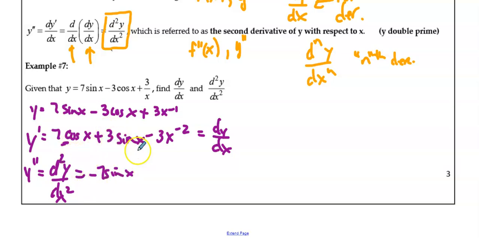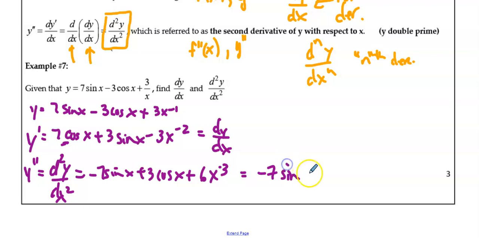Then I'm going to do plus 3, and the derivative of sine is going to be cosine of x. And now we can find this derivative here by moving the negative 2 down and multiplying it by the negative 3, and we get positive 6x to the negative 3. And so our second derivative is just going to be negative 7 sine of x plus 3 cosine of x plus 6 over x cubed.